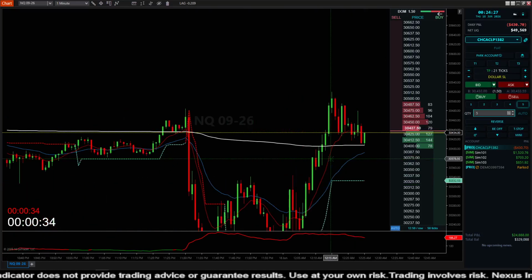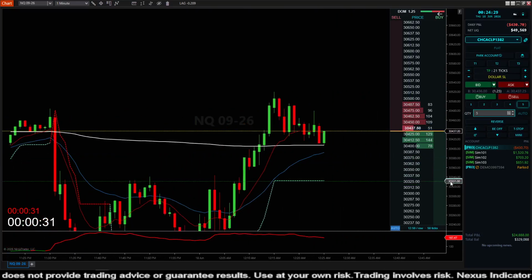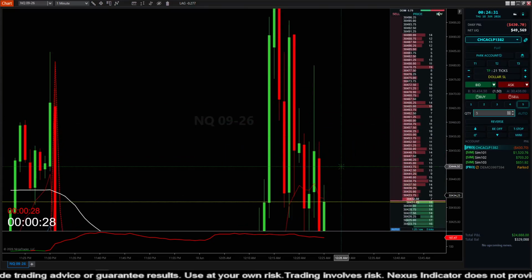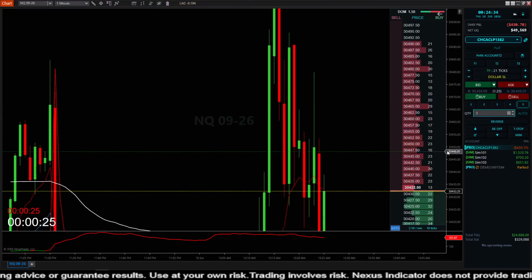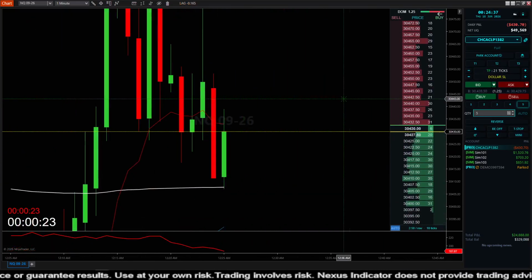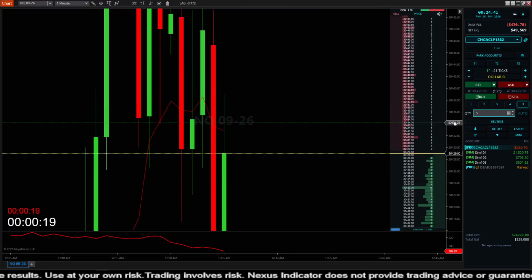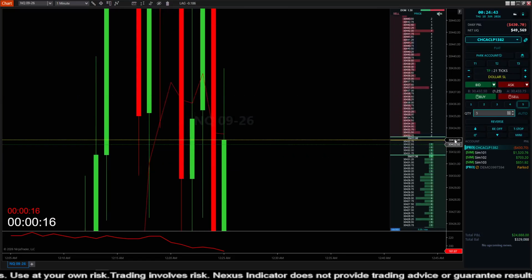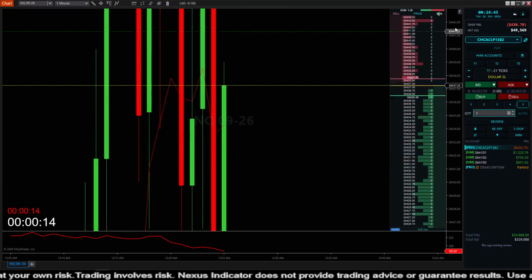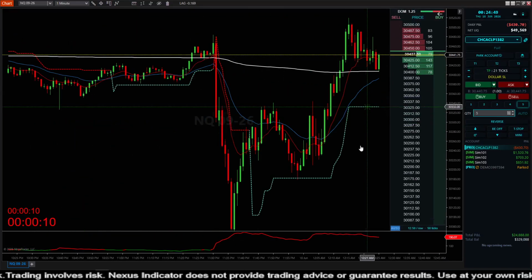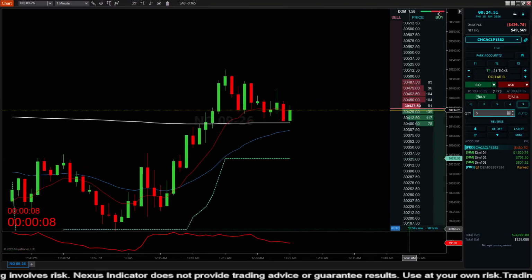So it doesn't matter where you're looking at the price. If you zoom in completely, you would see the DOM expanding into all the price levels. And the more you zoom in, the more granular the DOM visibility you get. And the more you zoom out, the bigger picture you're able to see. You can see that on the chart over here.